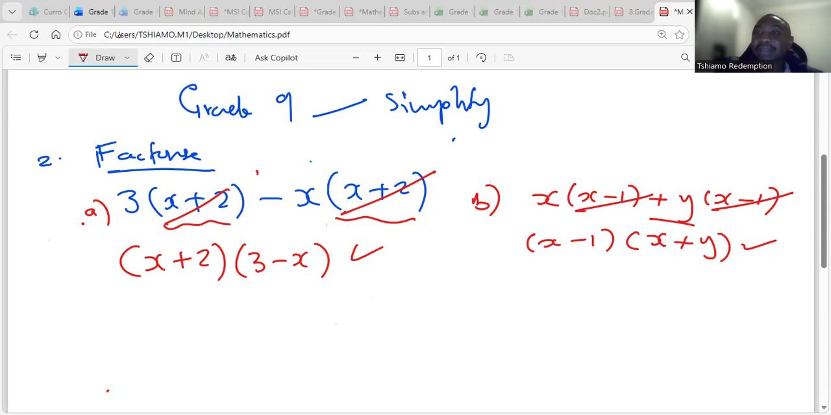So if they said simplify, you're going to multiply in. But now the question says what? Factorize, factorize. Now let's do these two questions with a sign change. And then we move on to the next part.